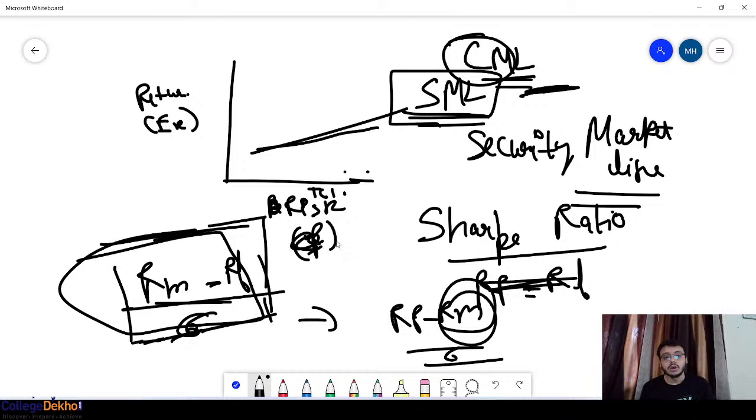Okay. So this is something about the security market line and the capital market line, and this is the difference between the two. Okay, your capital market line is also called your characteristic line sometimes. Okay, so that is something apart, but you must know the difference between the SML and CML.